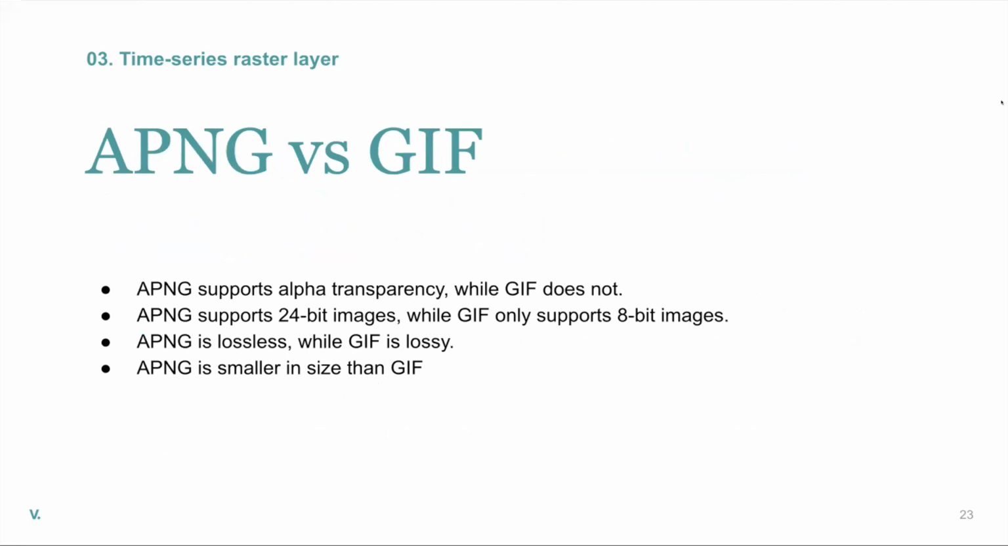Our best solution was APNG, and I want to tell you why. APNG supports alpha transparency, while GIF does not. It's true that GIF can support alpha transparency, but at the end you will have jagged edges. APNG supports 24-bit images, while GIF only supports 8-bit images, so the visualizations will be way better with APNG. APNG is lossless, while GIF is lossy. That means you can compress APNGs and they won't lose quality, while with GIF it will be the opposite. And of course, APNG is smaller than GIF. That was the main reason to go for APNG.